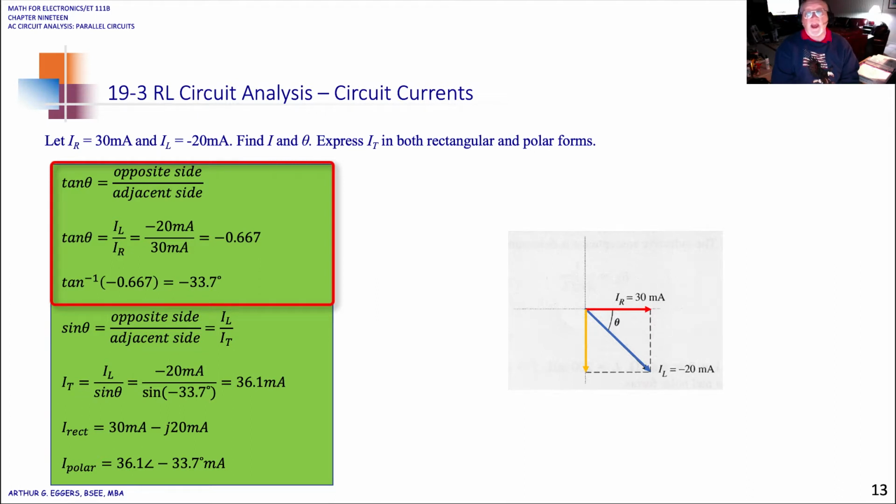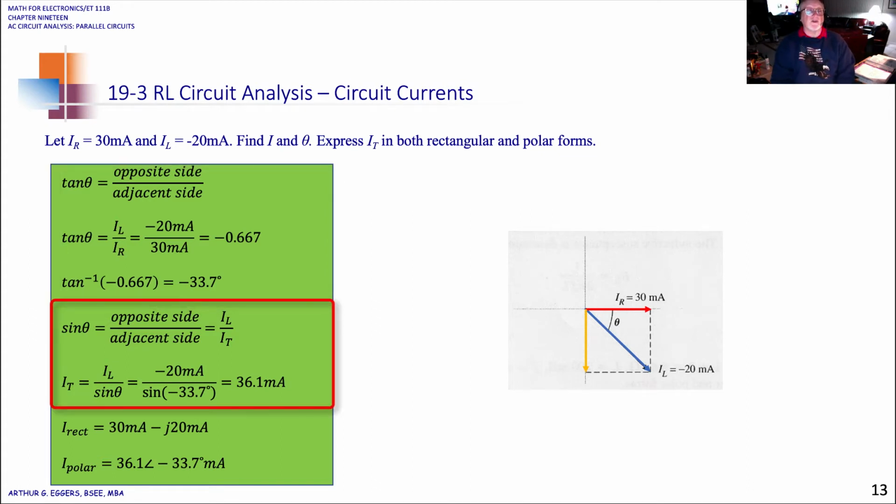Looking at the vectors from the diagram to the right, you can see I sub L and I sub R form the opposite and the adjacent legs of the right triangle. So minus 20 milliamps divided by 30 milliamps gives us a tangent theta of minus 0.667. Taking the inverse tangent of minus 0.667, we get minus 33.7 degrees as our phase angle.